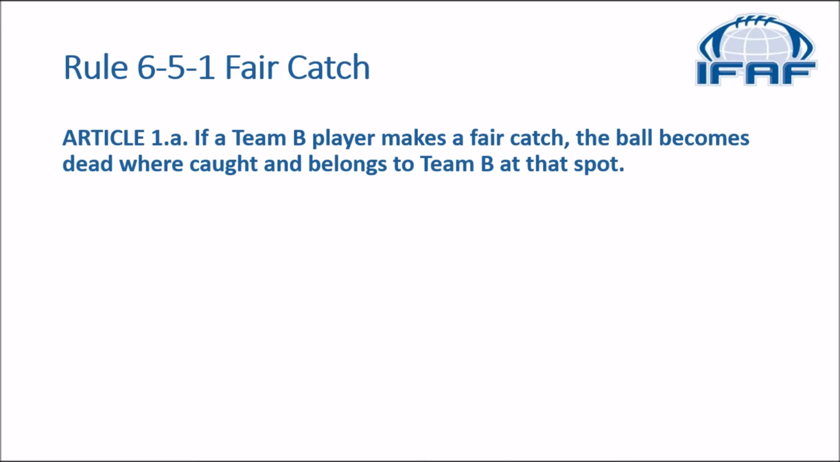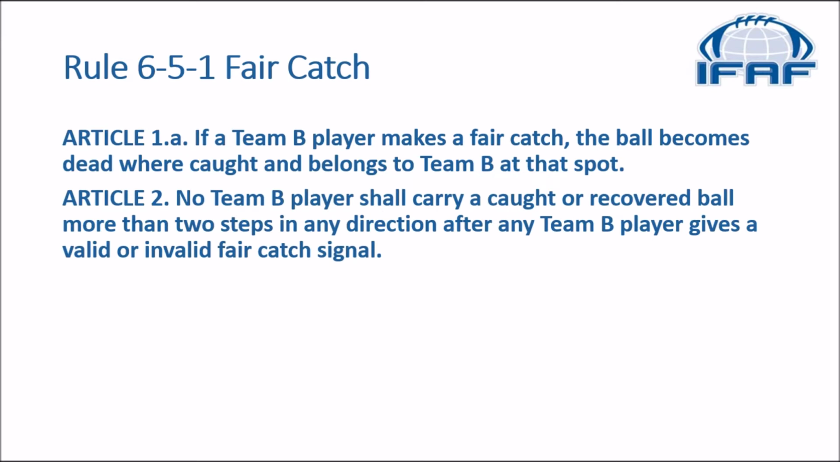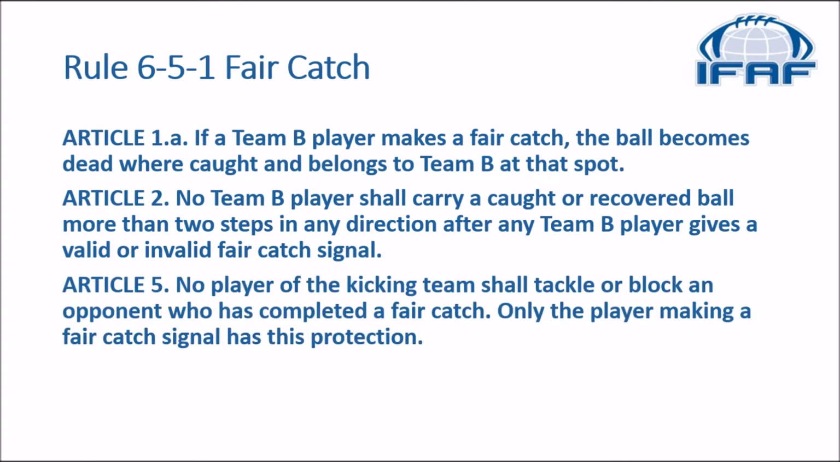Rule 6-5-1A goes on to say if a Team B player makes a fair catch, the ball becomes dead where caught and belongs to Team B at that spot. Article 2. No Team B player shall carry a caught or recovered ball more than 2 steps in any direction after any Team B player gives a valid or invalid fair catch signal. Now, we shouldn't be too technical on this. Typically, when Team B catches the ball, we'll kill the play, and that will be the end of it. We're not going to count if he took 2 or 3 steps to throw a very, very technical delay of game foul on these. Article 5.